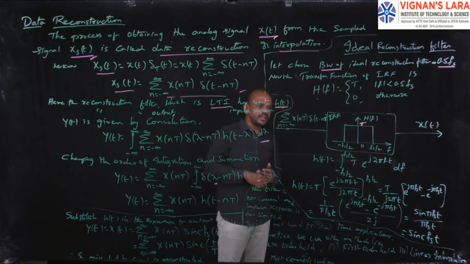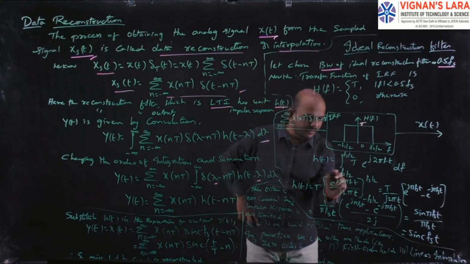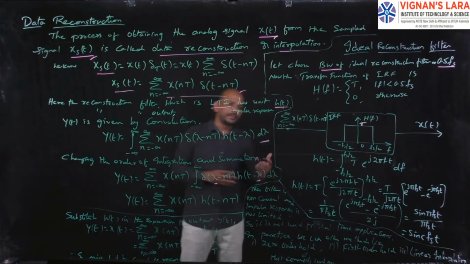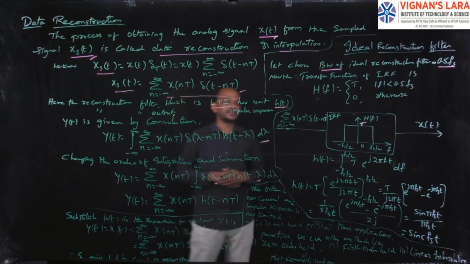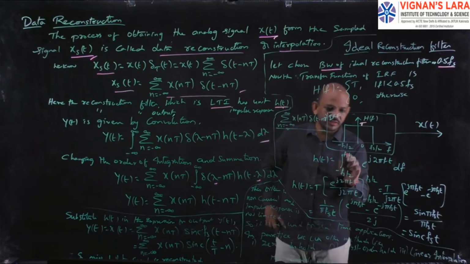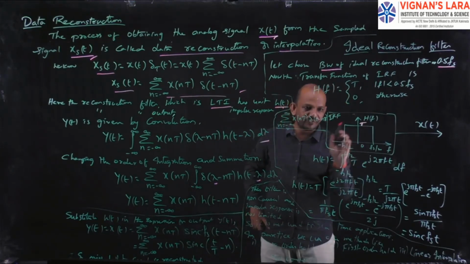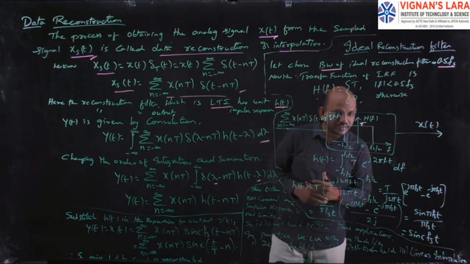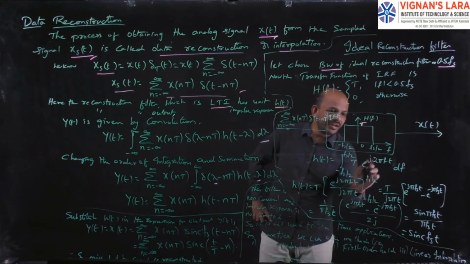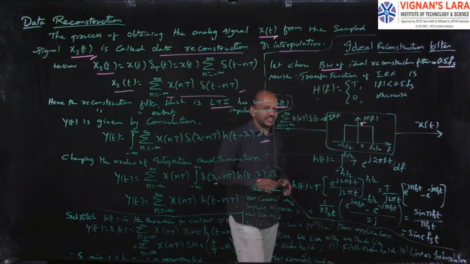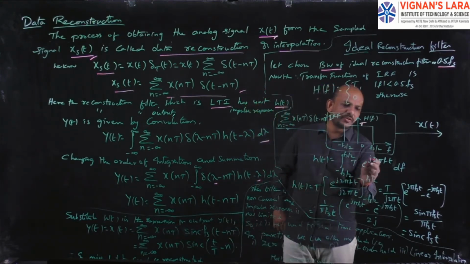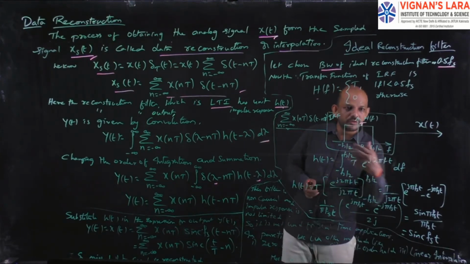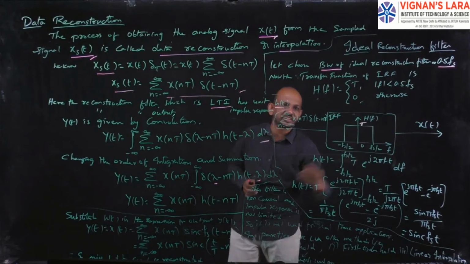I have H of f, and in that I need h of t. The h of t will be given as the integral from minus fs by 2 to plus fs by 2. So I am applying the inverse transform. So h of t will be equal to the integral from minus fs by 2 to fs by 2 of T into e power j 2 pi f t. Generally we write e power j omega t, but here I am writing e power j 2 pi f t, because up to now we considered omega, and here I consider f.